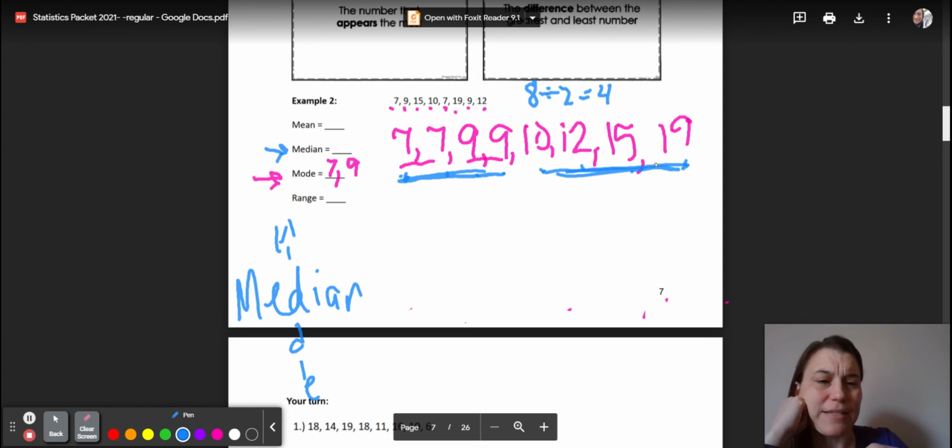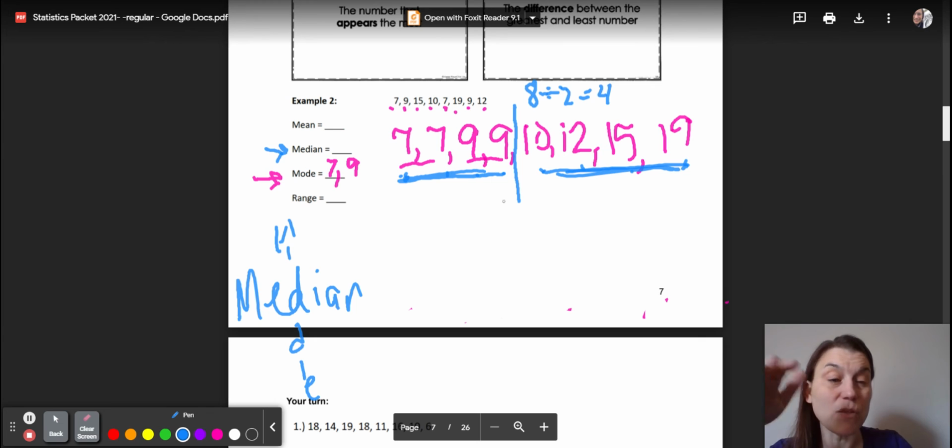And now I've divided my data in half. But the problem is there isn't a number here. So how do I find the median? Last time we just circled the 6. There's no number here. So when you have an even number of numbers, you're not going to have a single middle number. They'll be divided equally in half.